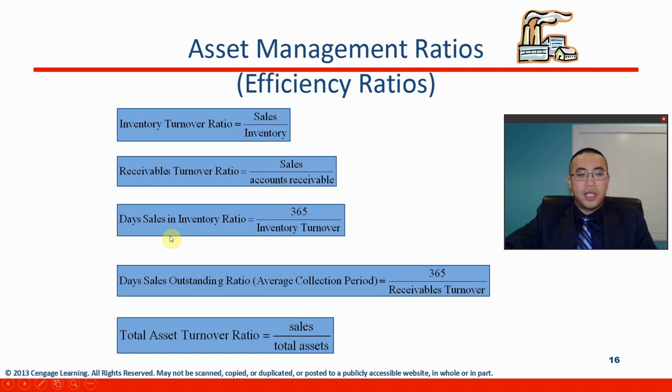And then you have this days sales inventory ratio, which basically uses the number of days in a year divided by inventory turnover. If the turnover is 2, if during the whole year your inventory got replaced twice, so that means on average it's going to take 182 days for your inventory to get replaced. Likewise, you have this days sales outstanding ratio, also called average collection period, which is also the number of days in a year divided by the turnover. So this tells you how long it takes to collect your accounts receivable into cash for once.